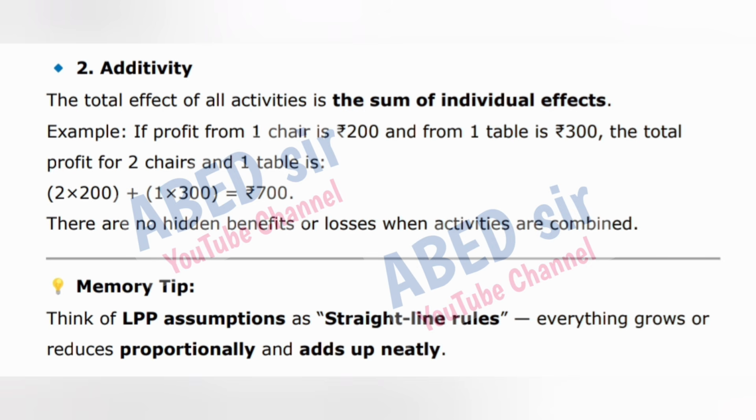2. Additivity. The total effect of all activities is the sum of individual effects. Example: if profit from one chair is 200 rupees and from one table is 300 rupees, the total profit for 2 chairs and 1 table is 2 times 200 plus 1 times 300, equal to 700 rupees. There are no hidden benefits or losses when activities are combined. Memory tip: think of LPP assumptions as straight-line rules. Everything grows or reduces proportionally and adds up neatly.